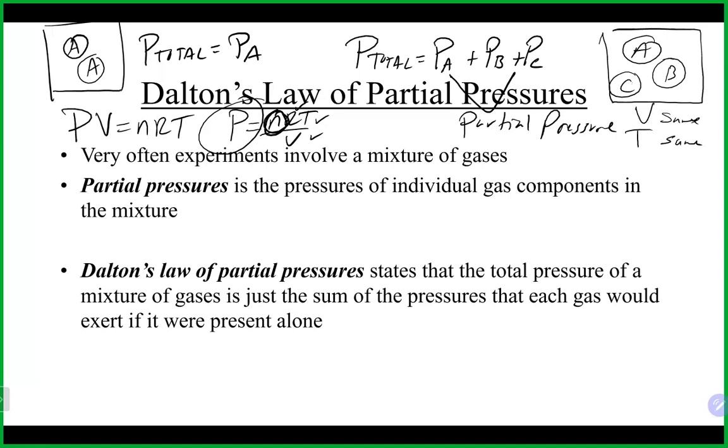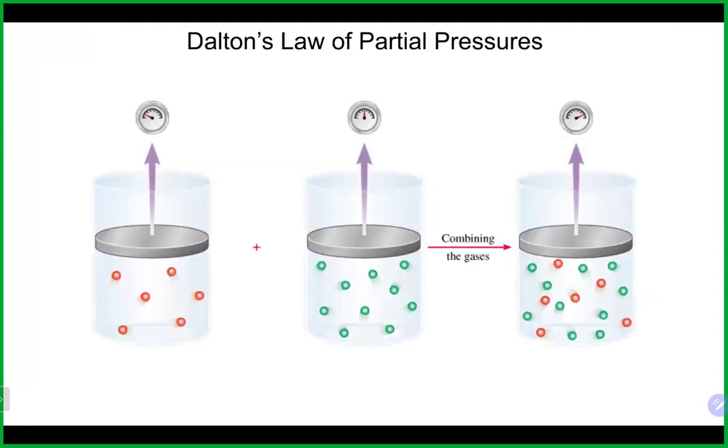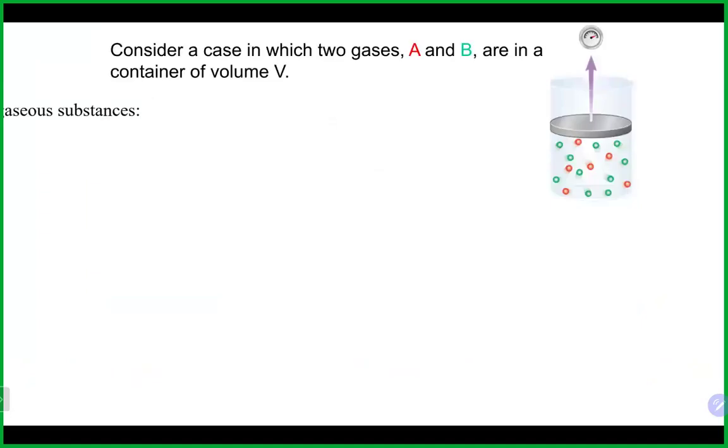Then all you have to do is go in and do the ideal gas law separately for each gas, and then just add up all the pressures together, and that will give you your total pressure. That's what we see here, with gas A, which is red, and gas 2, which is green. When we put them together, we just have to add up our pressures.